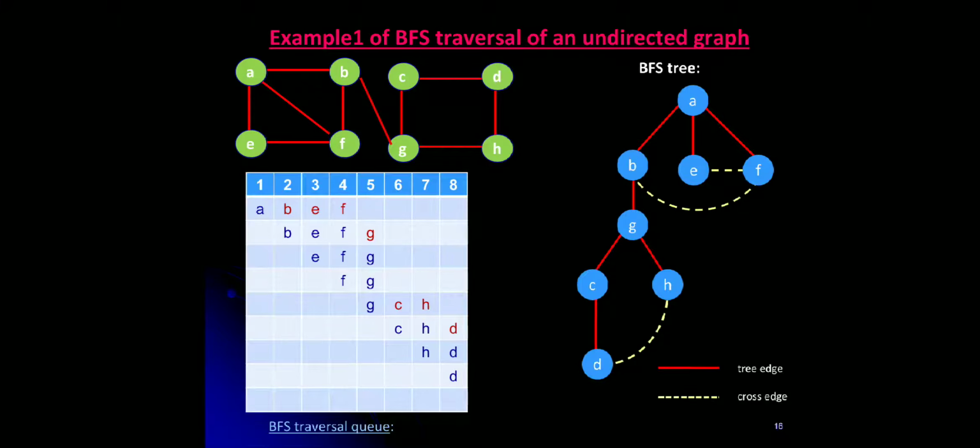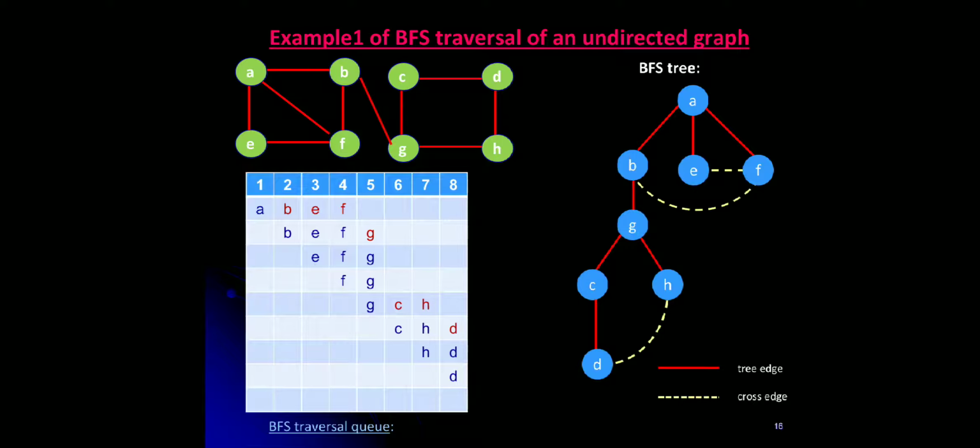The first graph, where totally 8 vertices are there. Now we'll try to do the BFS traversal for this graph. We'll start with the vertex A, and for vertex A you can see all the adjacent vertices are visited. That is, B, E and F are visited from vertex A. So in the queue, A is at the front end and B, E and F are inserted into the queue, which are adjacent to vertex A.